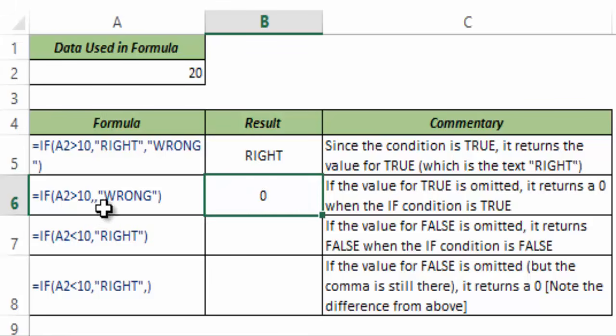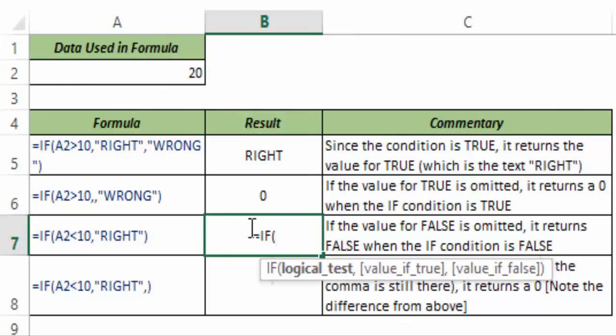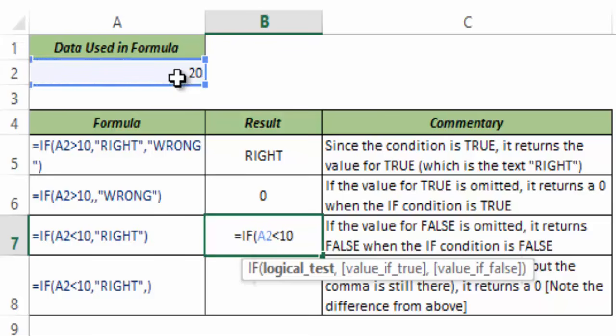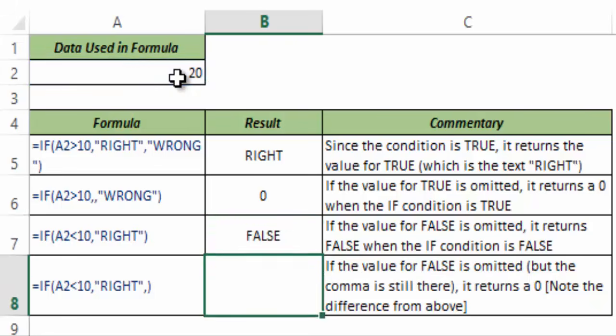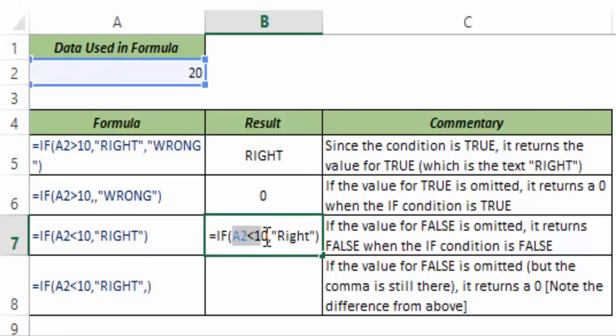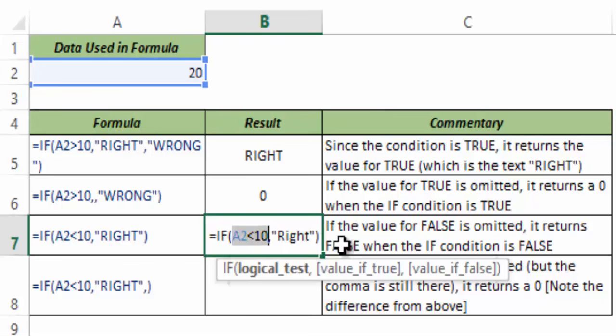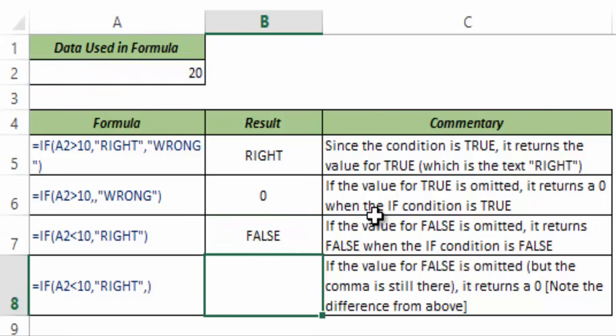Now what if you do not have this comma, what if you just have one condition? Let me show you how it works. So I type IF A2 is less than 10, then give me right, and I hit enter. You can see that this condition is false, so this is not a true condition, and it checks for the value for false. So it analyzes its condition, it sees this is false, but it only has the value for right. It does not have the value if false, and hence it returns false.